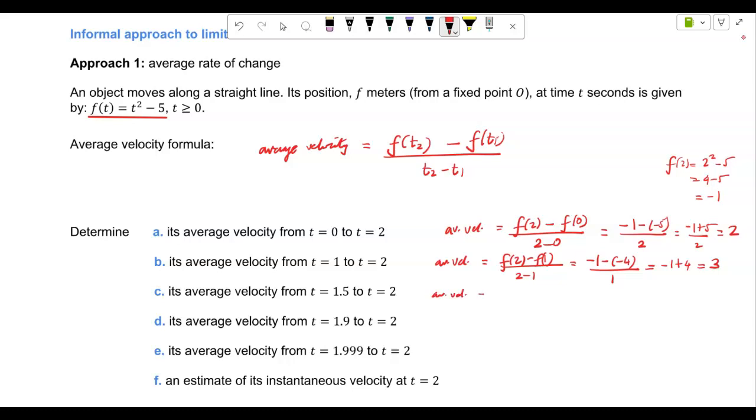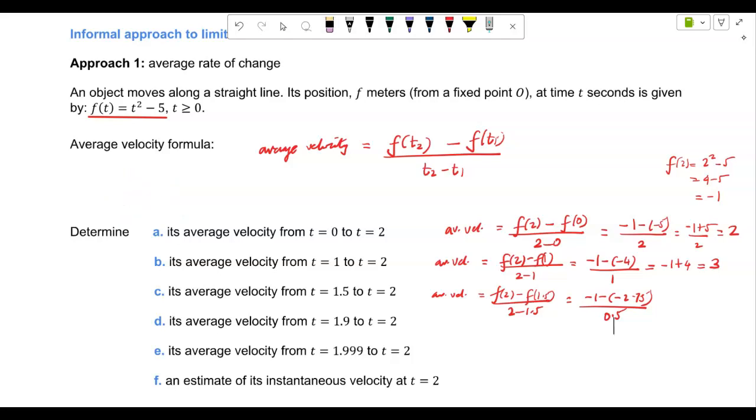So average velocity will be what? F2 minus F 1.5. Find out F of 1.5. You can use your calculator. Don't waste your time. It's negative 2... how negative 2? 1.5 whole square minus 5. 2.25 minus 5. How much is 2.25 minus 5? Minus 2.75. Correct? Upon 0.5.